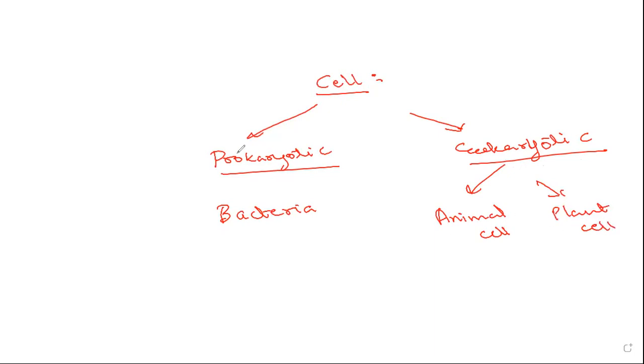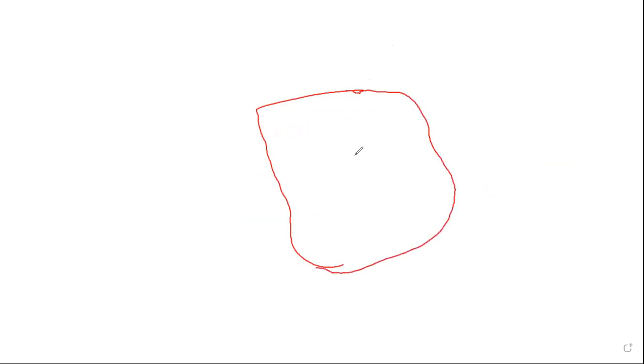In this class, we'll be only taking up the differences and similarities between a prokaryotic and a eukaryotic cell. In the next class, we'll be discussing animal cell and plant cell. Now, I would like to give you a very brief introduction of the structure of a cell. A cell is usually oval in shape, and every cell will have a nucleus. If it's a prokaryotic cell, it will have a nucleoid. If it's a eukaryotic cell, it will have a nucleus.